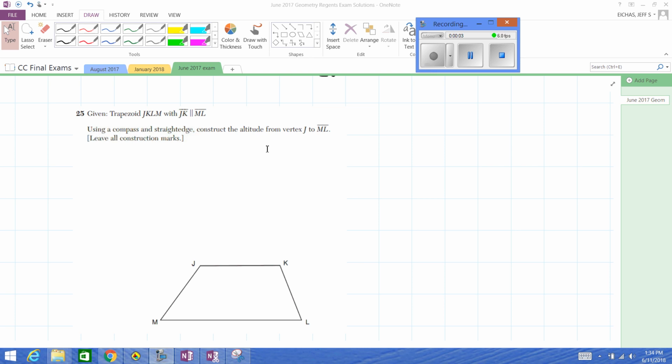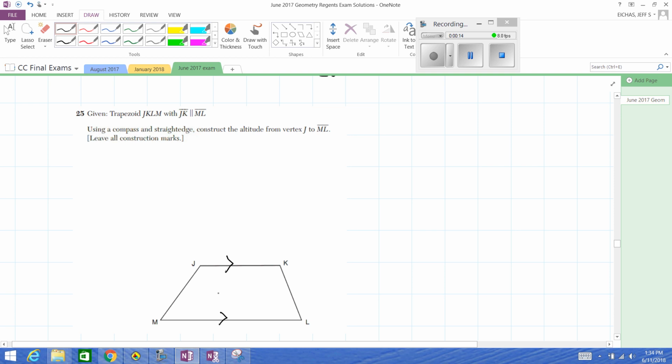So for this construction, what I'm going to do is move over to Geometry Sketchpad. What we're given is the trapezoid, we have JK parallel to ML, and we want to construct the altitude from J to ML. What you have to understand is altitude is going to go from a vertex. Actually, it doesn't have to go from a vertex. What it's going to do is go perpendicular to one of the bases. Now, it asks us to go from vertex J. The key is, though, perpendicular to that base ML.